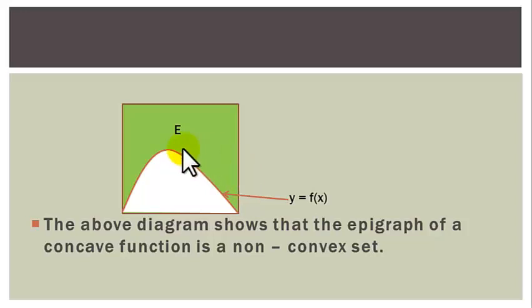You can see the portion colored green is non-convex, because it is possible that if we pick 1 point here and 1 point here, the line segment joining the 2 points will not fall entirely in E. So that set E is non-convex. The epigraph of a concave function is a non-convex set.